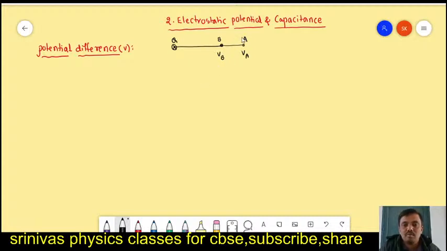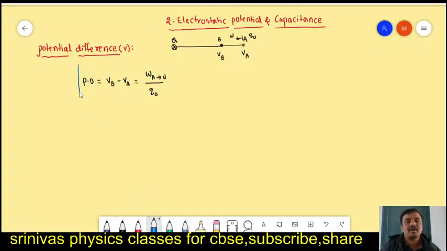If you want to move a unit positive charge, for example, I am moving some Q naught test charge from A to B, for that I have to do some work. That work done is equal to the potential difference. The formula for the potential difference between A and B points is VB minus VA is equal to work done to move a charge from A to B by, here we are moving the Q naught charge. This is the formula for the potential difference.